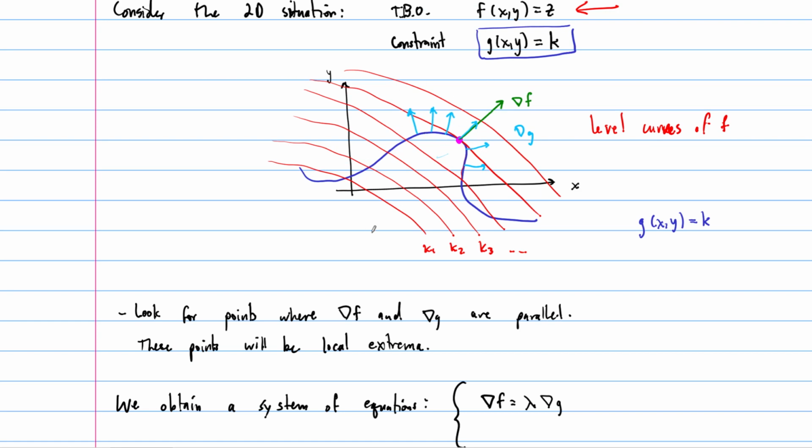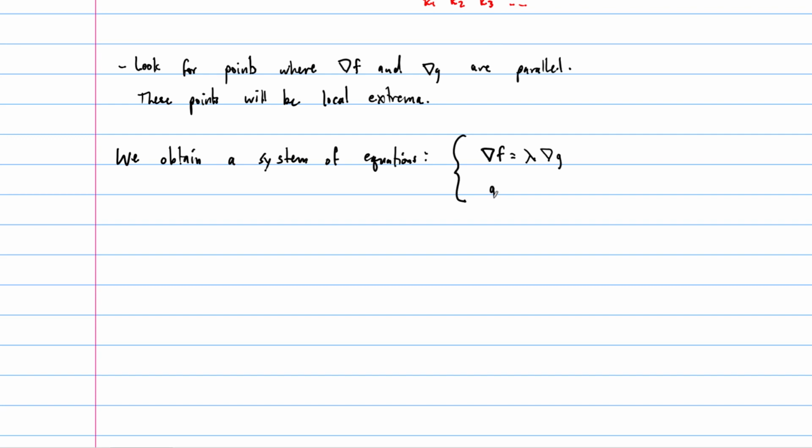So f can be on any level curve, right? But the point has to be on this one level curve of g. So the other constraint is that g of x, y has to be equal to k. So that has to be on our level curve. Now, this is actually a system of three equations and three unknowns. The unknowns are x, y, and lambda. So this lambda here is a constant that is determined as part of our solution.